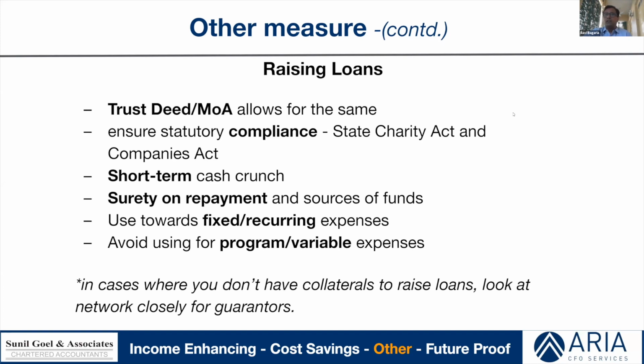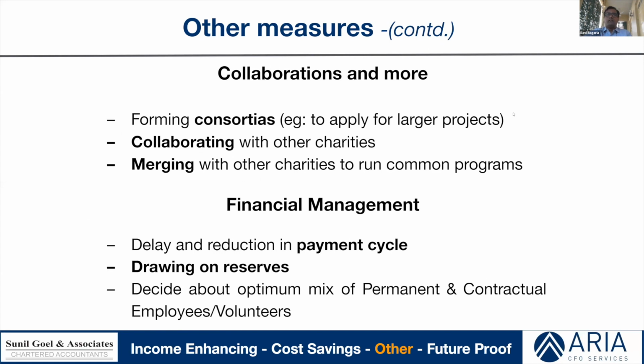In case you must be wondering, oh, we don't have any collaterals to give, how do we raise loans? Look at your network closely for guarantors. A lot of big organizations do this, where you have a lot of influential people on the board who are willing to give guarantees for loans that are raised. Other measures that nonprofits might look at are probably forming consortiums and pitching for projects, merging with other charities in cases where survival is at stake.